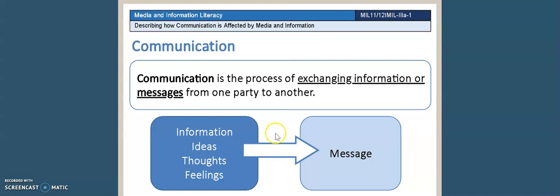First, we said that communication is the process of exchanging information or messages from one party to another. In the field of communication, information, ideas, thoughts, or feelings which we give to other people are called messages.